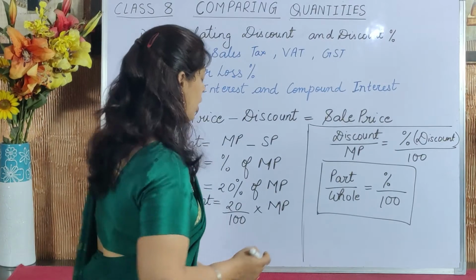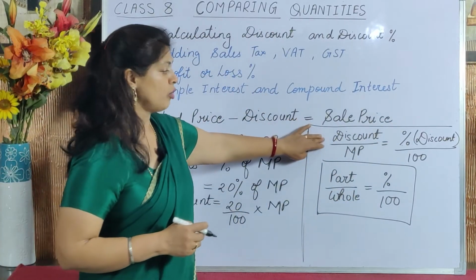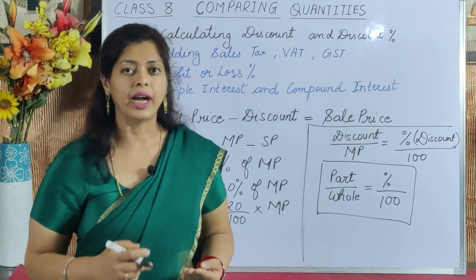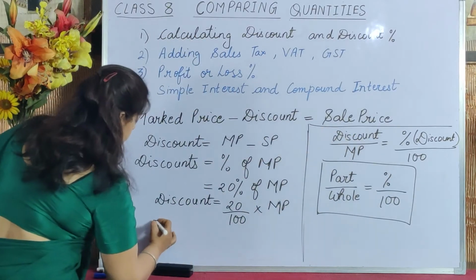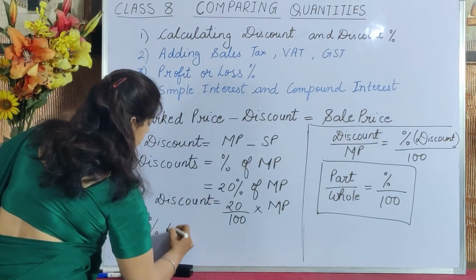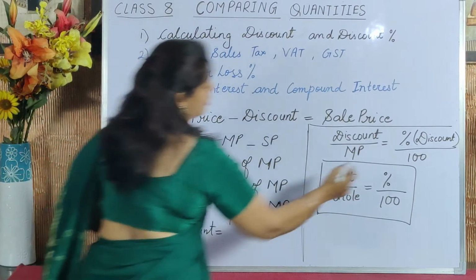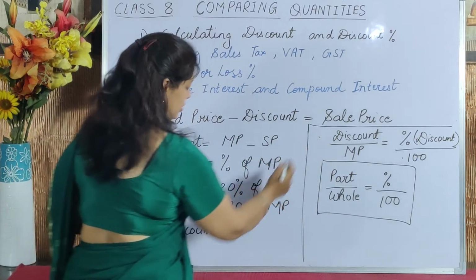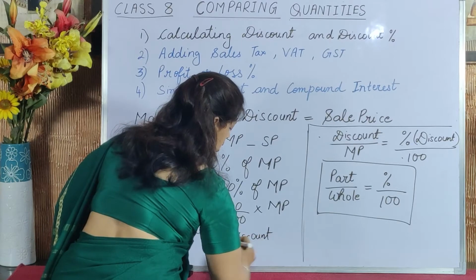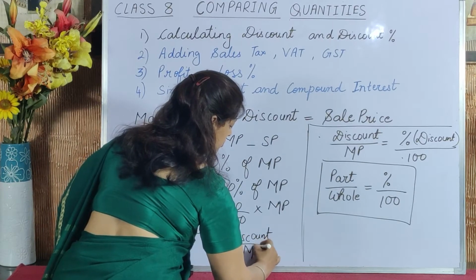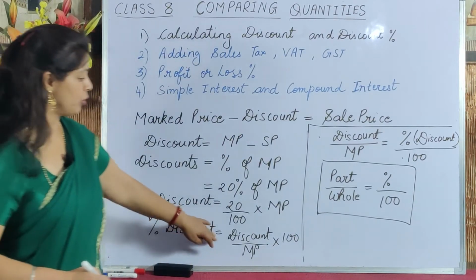Now, in order to find the percentage of discount, sometimes the actual discount will be given to you and you will be required to find the percentage of discount. So how will you find that? Discount percent will be, you leave this on this side, bring 100 on the other side. So you get discount upon mark price multiplied by 100. So this will give you the discount percent.